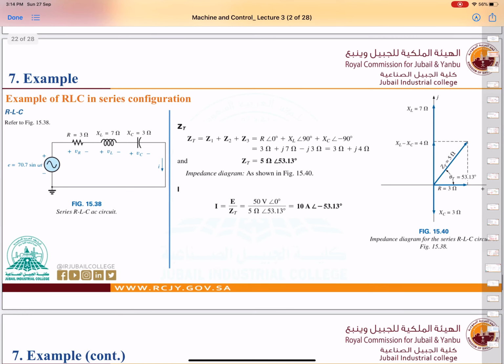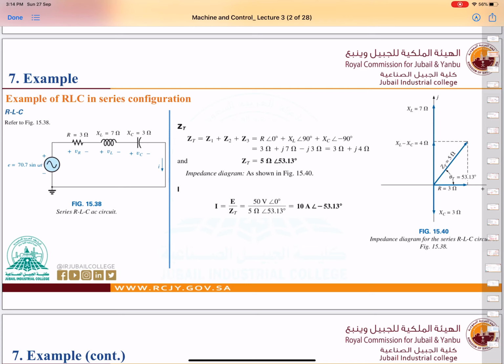Now let us see this example. This is a very good example for the RLC circuit. I know it is long, but inshallah, you will find the same example in the midterm.